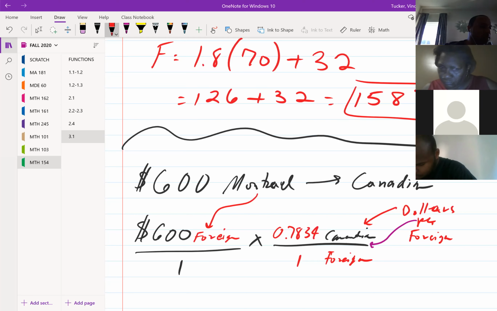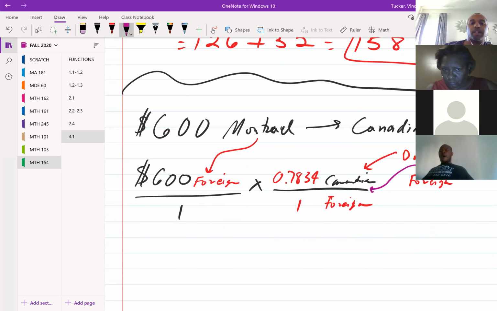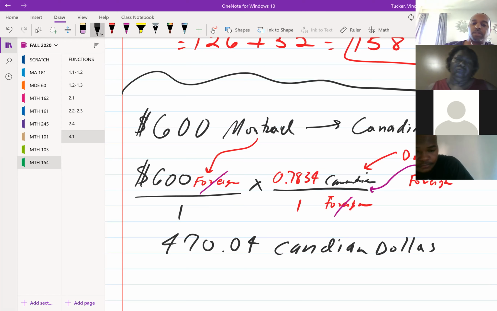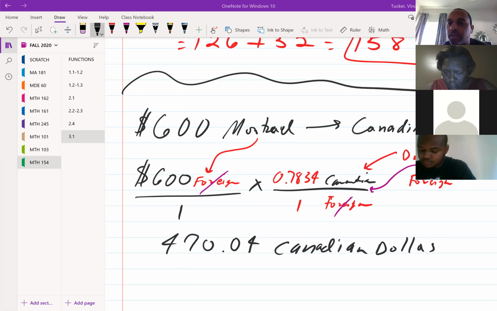600 times 0.7834. We want that foreign dollar to cancel out to leave us in Canadian dollars. Multiply those two together, and that'll be 470.04 Canadian. And that should be that. Not that bad. Did I write it wrong? Two decimal places.